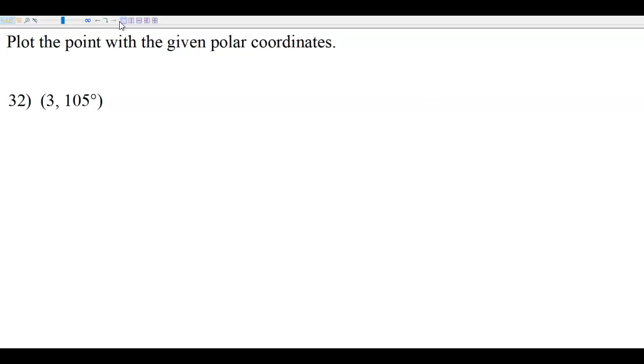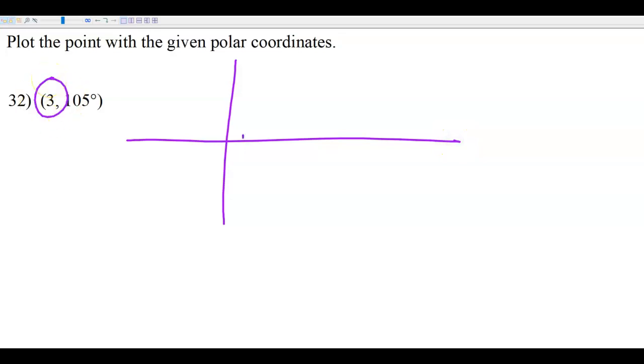Next one, it says plot the point with the given polar coordinates. We did this earlier, but we'll just do an example again here. The first thing you're going to do is go out that far on the x-axis, and then go out that far on the y-axis, on the left side and also on the bottom side. You want to draw a circle that connects those regions together like that. So I know my point has to be somewhere on that circle. Now the question is where?